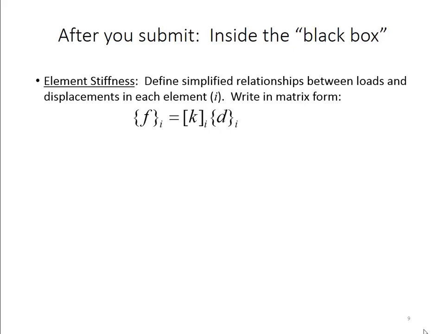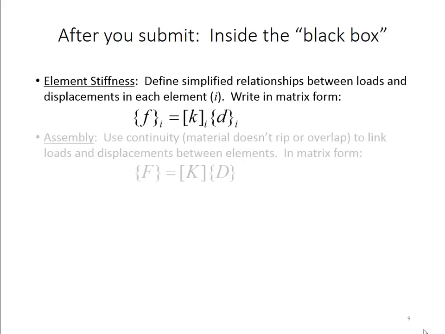The simple relationship is you've got some forces acting at points on the elements. They are related to the displacements of those same points by stiffness of the element. So F equals KD is the basic equation. You have one of those for every element. So if you have 10,000 elements, you have 10,000 matrix equations initially.